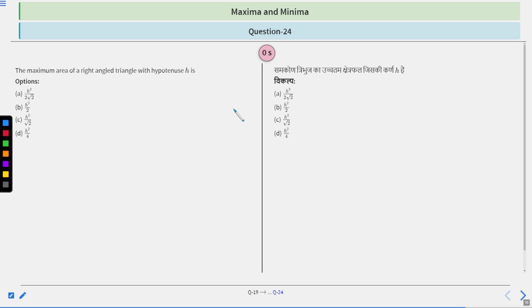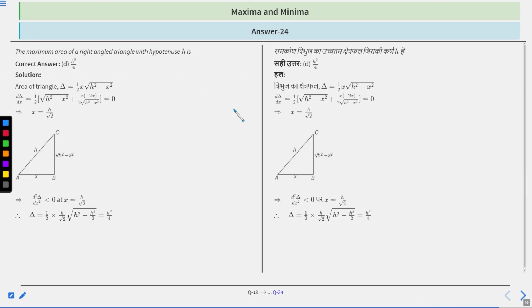Okay, let's move to the solution part. See, the area of the triangle. If one side is x, and hypotenuse h, then the other side is basically root over h square minus x square, right? Therefore, area of triangle is equal to 1 by 2 x root over h square minus x square, right? Therefore, delta is the area of the triangle. Now, delta by del x is equal to 1 by 2 root over h square minus x square plus x into minus 2x upon 2 root h square minus x square equal to 0. So x is equal to h by root 2.